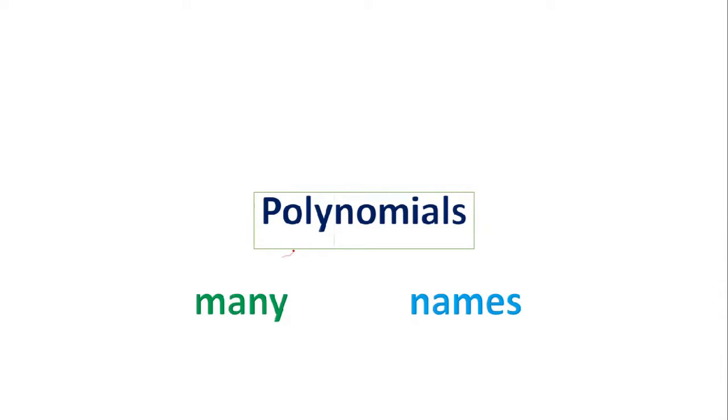In algebra, we call it terms. So polynomials means many terms. Poly means many, nomials means terms. So polynomials means many terms.